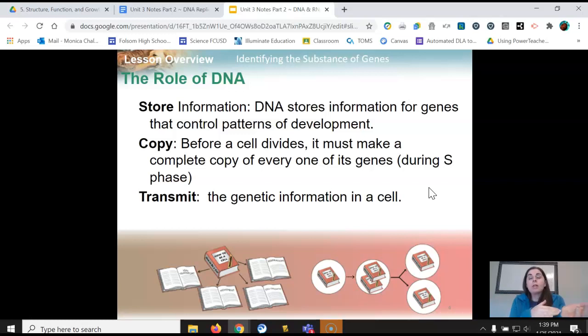To copy, we know that this happens in the cell cycle during the S phase. You have to make a complete copy of every single one of those genes, and then those checkpoints are also there to make sure that the DNA has copied correctly and is the correct length as well. And then information from one cell goes to multiple cells, either through replication or through the bacteriophage injecting it into another cell. So that's how we get genetic information transmitted.